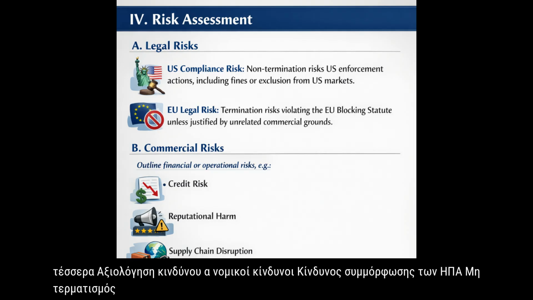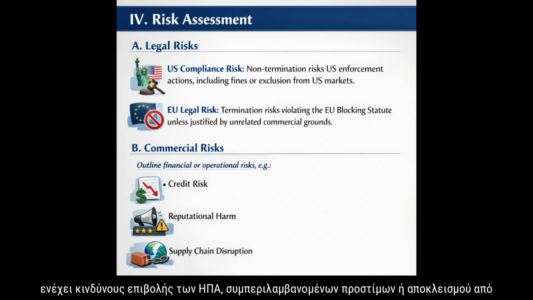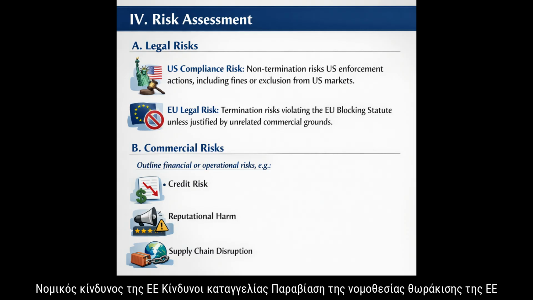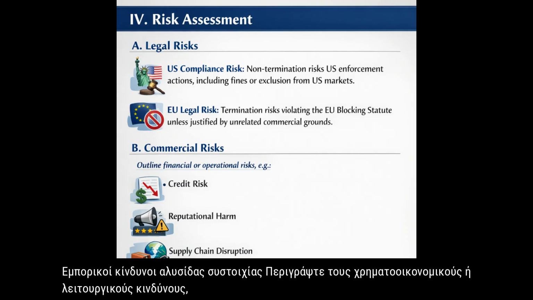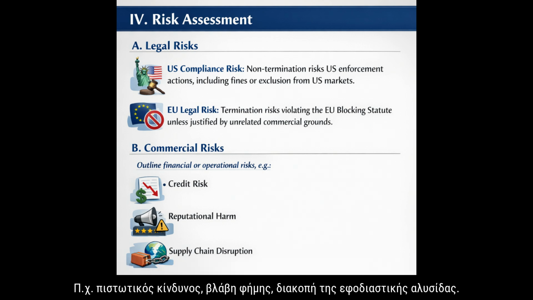4. Risk assessment: A. Legal risks: U.S. compliance risk. Non-termination risks: US enforcement actions, including fines or exclusion from US markets. EU legal risk: termination risks violating the EU blocking statute unless justified by unrelated commercial grounds. B. Commercial risks: outline financial or operational risks, e.g., credit risk, reputational harm, supply chain disruption.